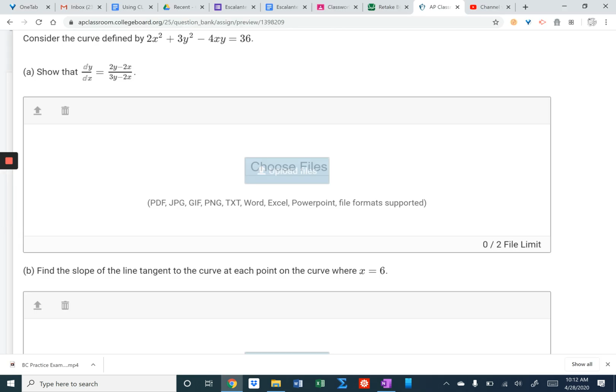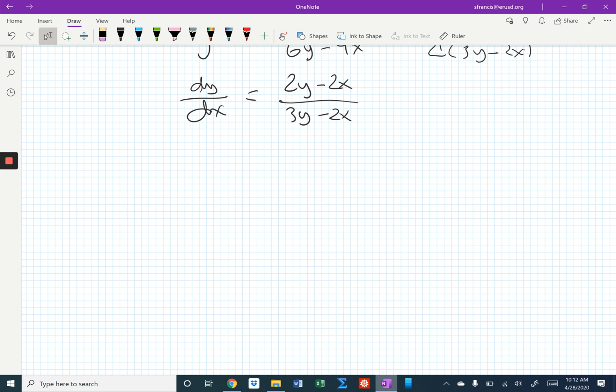So for part B, it says to find the slope of the tangent line to the curve at each point on the curve where x equals 6. So if we go back to the slope of the tangent line, it's easy. We just have to plug numbers into dy over dx. But the one challenging problem with this, if you're not thinking clearly, is you have x is 6. You have to figure out what y is, though. So where am I going to get that value?